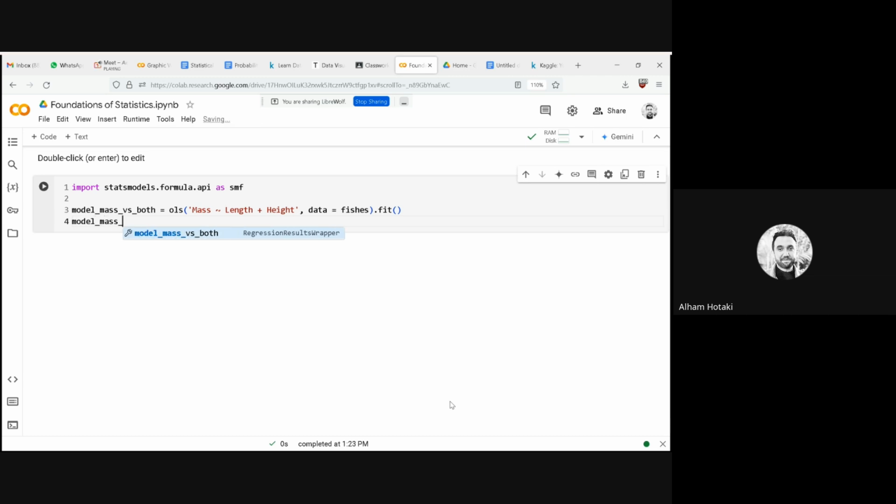Yes, this regression model, see these params. What are the parameters of this model? This is the intercept, and this is the length, and this is the height. Previously we had only one parameter. Now we have two of them because we examined it with the length and the height together. So this is how we did it.